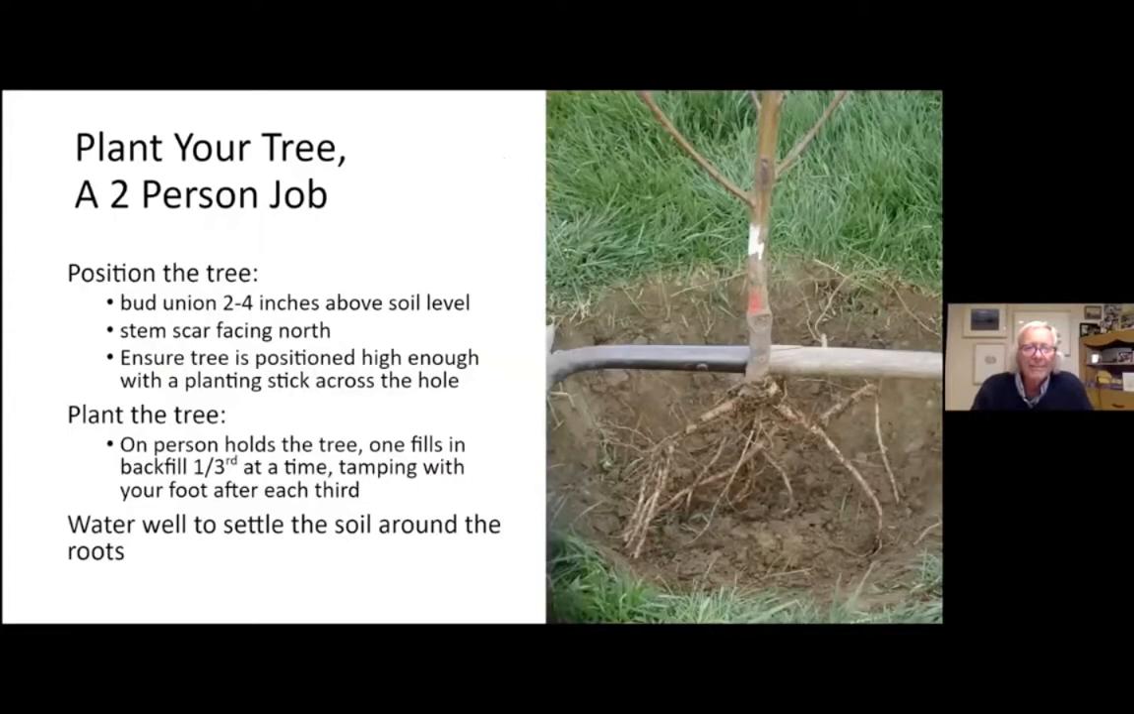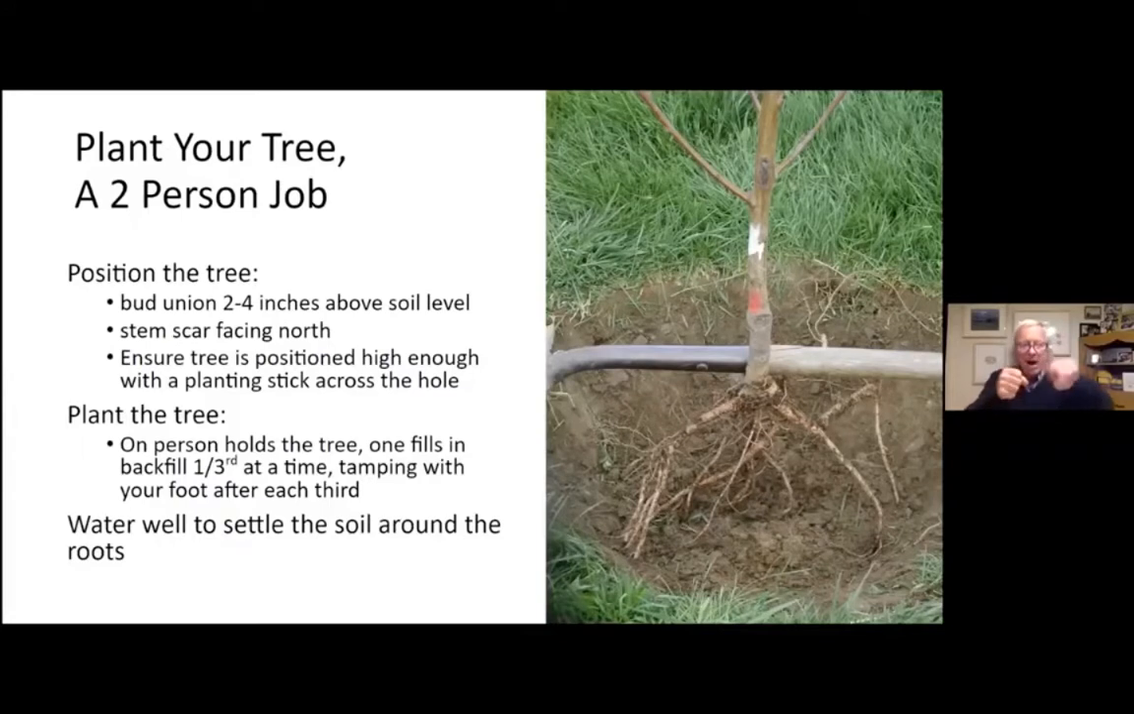The bud union, which I can't see because I see your faces on the screen here, is that little hook in the trunk at the base. And again, that's where rootstock and scion were budded. That's the most vulnerable portion of the tree, prone to rot. And it's really important for that to be above the soil level, 2 to 4 inches. The other thing is if you bury the stem, the trunk, the scion, the variety, it undoes the dwarfing nature of the rootstock and you grow a full-size 30-foot tree. So bud union, 2 to 4 inches above the soil level.